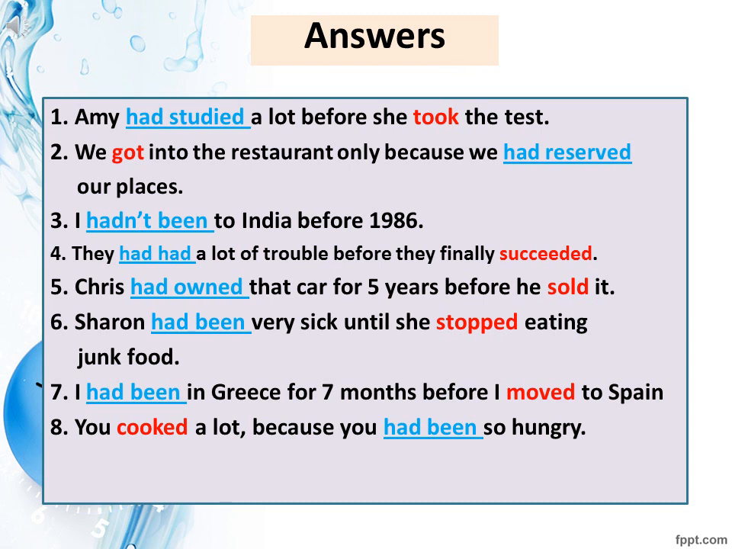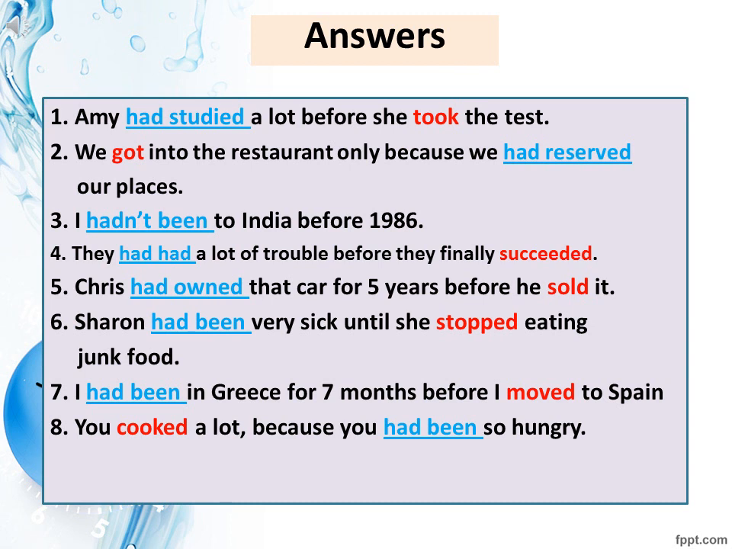5, Chris had owned that car for 5 years before he sold it. 6, Sharon had been very sick until she stopped eating junk food. 7, I'd been in Greece for 7 months before I moved to Spain. 8, you cooked a lot because you had been so angry.